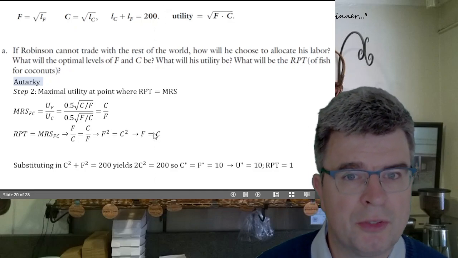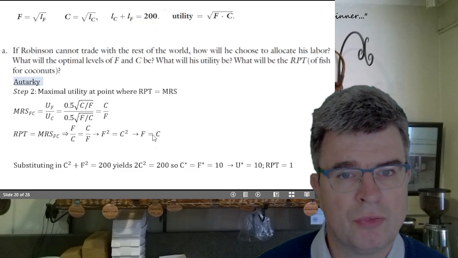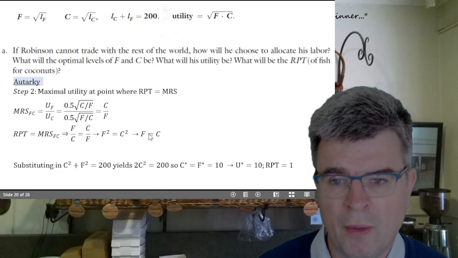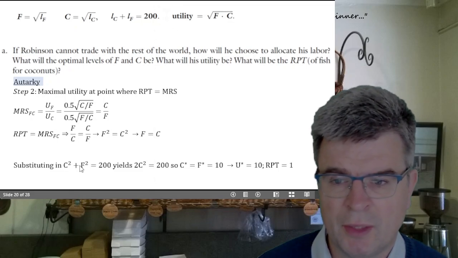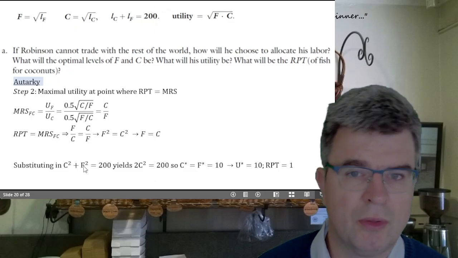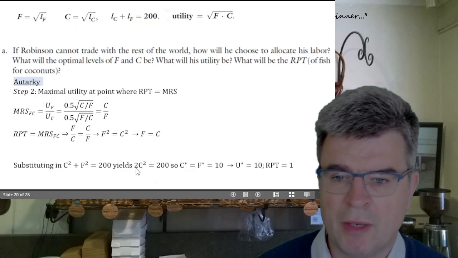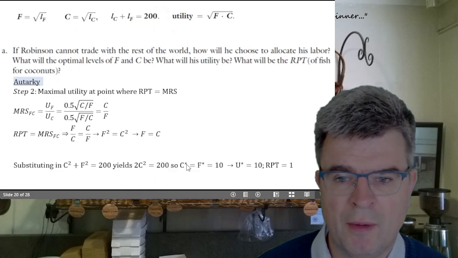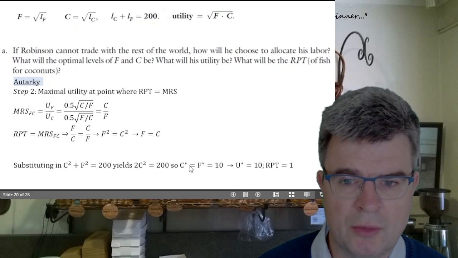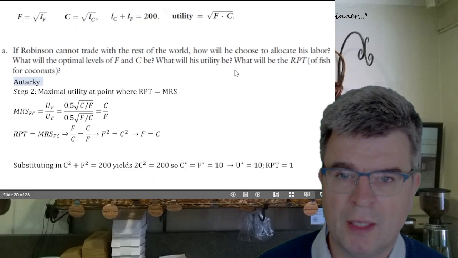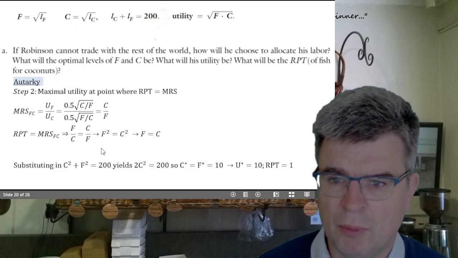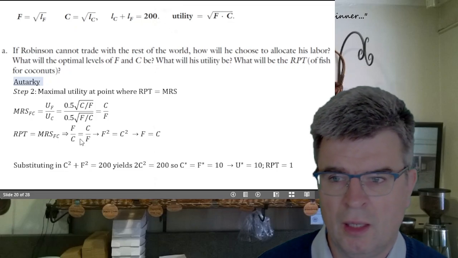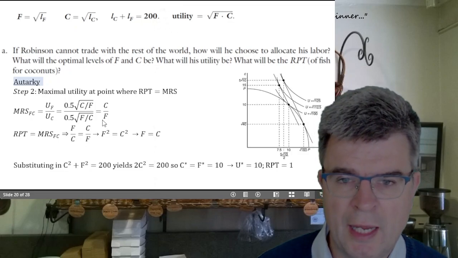But then, final question, what is the amount of consumption of coconuts and fish? Well, we plug this value into our original constraint. So we replace the F squared over here with the C, giving us an equation in one unknown, consumption of coconuts. We arrive at 2 times C squared is equal to 200. So the production and consumption of coconuts is equal to 10, giving us a utility of 10, and the rate of product transformation at this optimal point is equal to 1. And that completes question A.